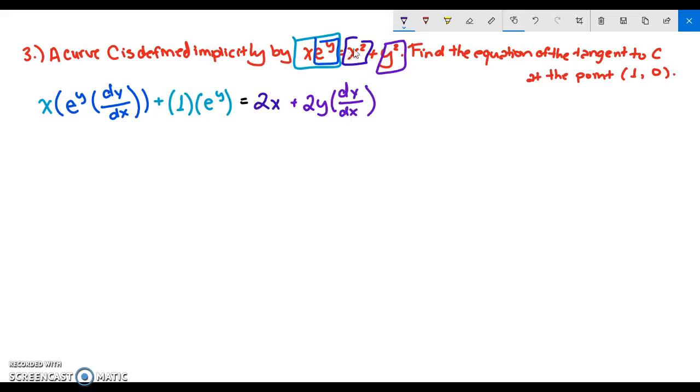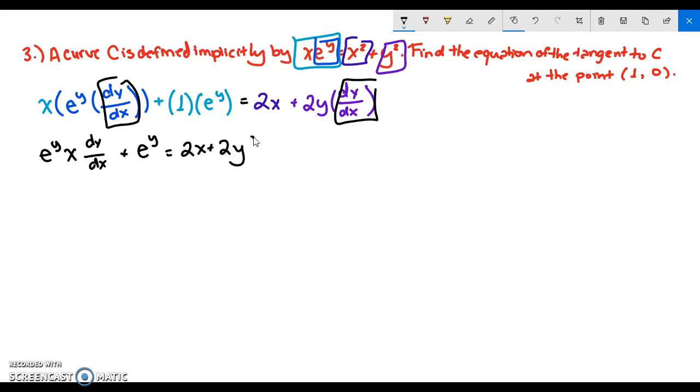We are trying to find the derivative of y. Now, because we're trying to find the derivative of y, we want dy/dx. I'm going to put these together. Alright, so we have e to the y times x dy/dx plus e to the y equals 2x plus 2y dy/dx. That gives us e to the y power times x dy/dx minus 2y dy/dx equals 2x minus e to the y.